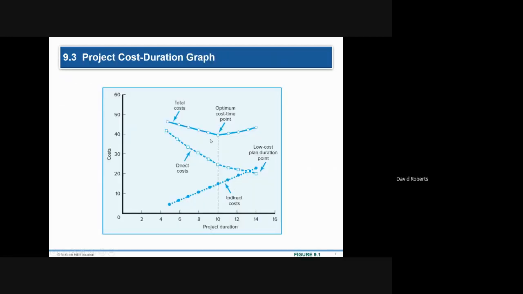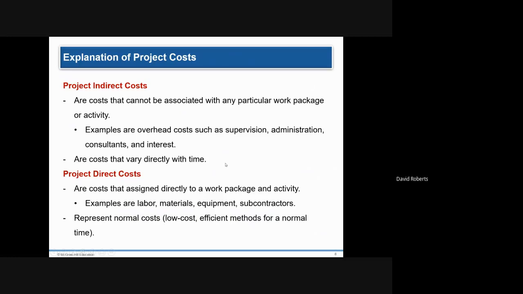So we're trying to find the optimal point. That's the goal. Don't worry too much about indirect costs. They can be costs such as overhead, such as in this case of a school, the indirect costs would be costs that are related to overhead. You can see supervision, administration, etc.